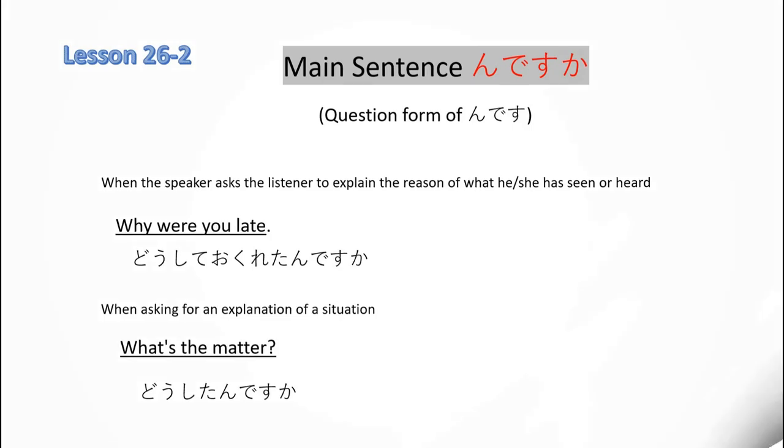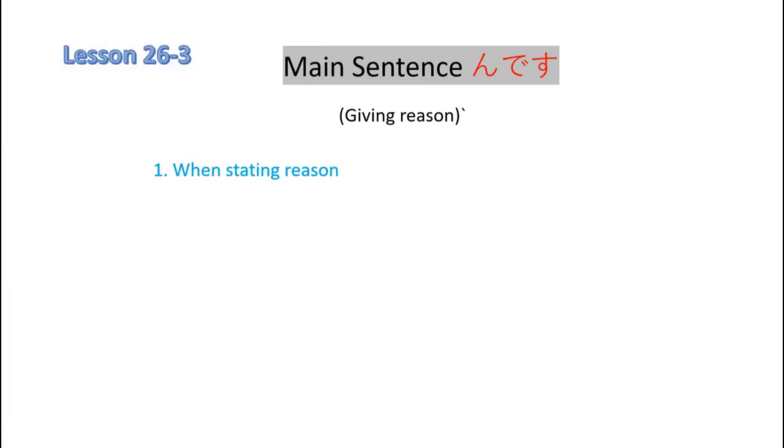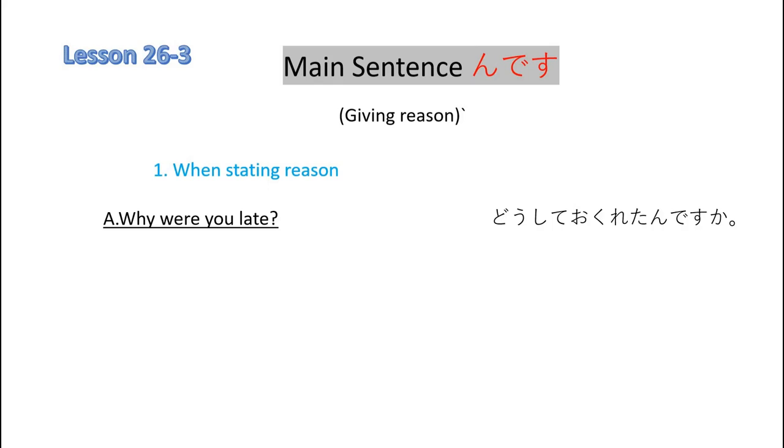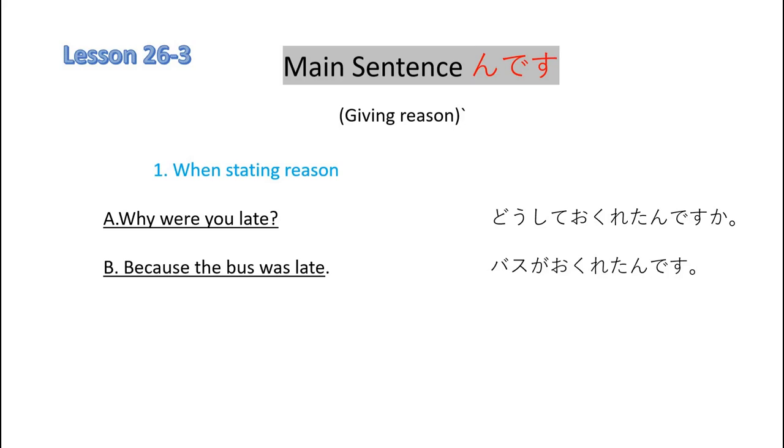Now let us see some of the examples for the un desu pattern. The main sentence followed by un desu is used for giving a reason. It can be used when stating a reason. For example, "Why were you late?" "Doushite okuretan desu ka?" Because the bus was late. "Basu ga okuretan desu."